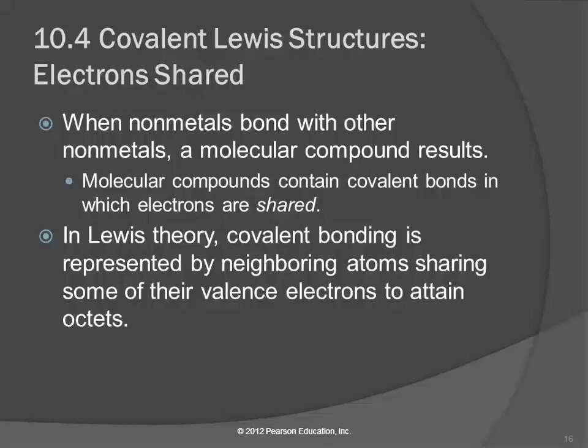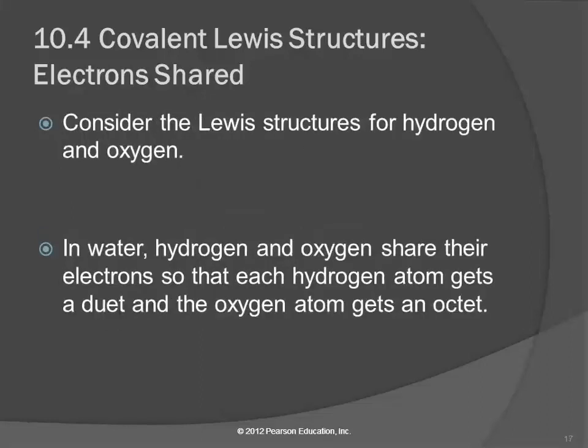But here you have two nonmetals, and they both want to gain electrons. And nobody's willing to give them up and form a positive ion. So they get around that by sharing. So in Lewis theory, we represent that by sharing valence electrons between the two atoms. So let's look at hydrogen and oxygen.